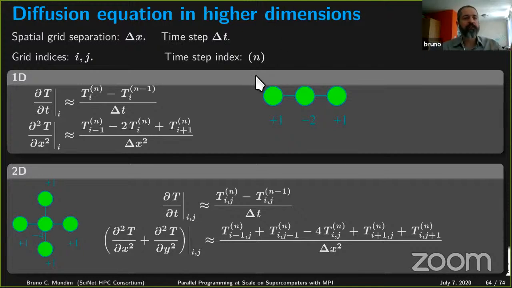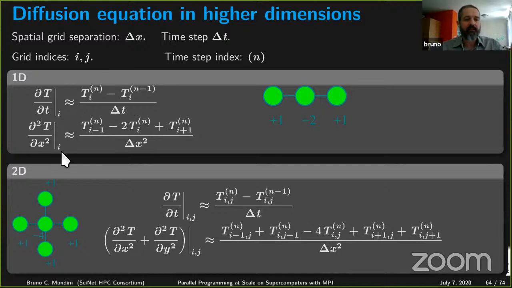Okay, now in terms of notation, for example, the derivative with respect to t at the point I, right, is going to be just the difference of the temperature at this particular time level that is represented by the index n, minus the temperature on the previous level that is represented by n minus 1, at the point with the index I, divided by the time step in time, okay?